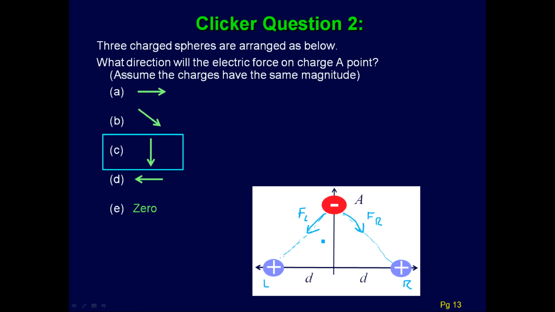Now, you can see here what's going to happen is that each force is going to have two parts. There's going to be a part going down from each one, and then a part going left and a part going right. The left and right parts of these two forces will exactly cancel because the charges are the same and the distances are the same, and the two parts going down are going to double up and make a much stronger force going down. So the direction of this force should be down.